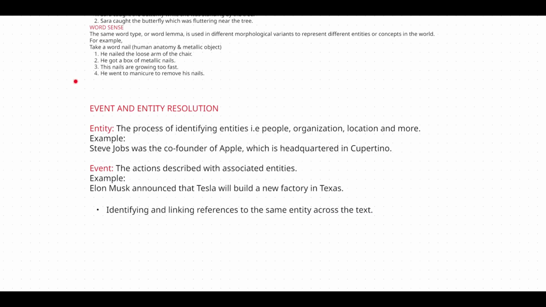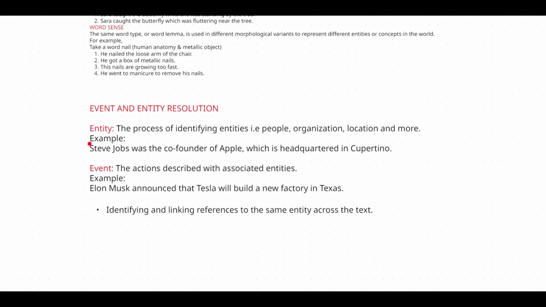Before getting to know what is meant by event and entity resolution, you have to know what is meant by event and what is meant by entity. So what is meant by entity first? Entity is nothing but an object. It is a real world object. A real world object which has some existence in this world is nothing but an entity. So what is meant by entity resolution then? Entity resolution is nothing but the process of identifying entities, that is people, organizations, locations, and more.